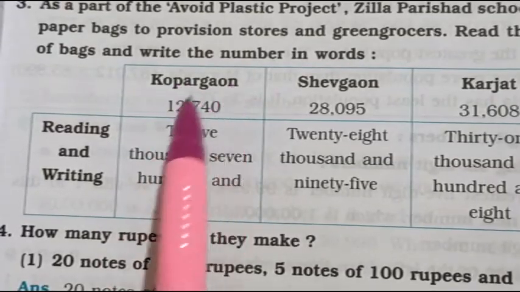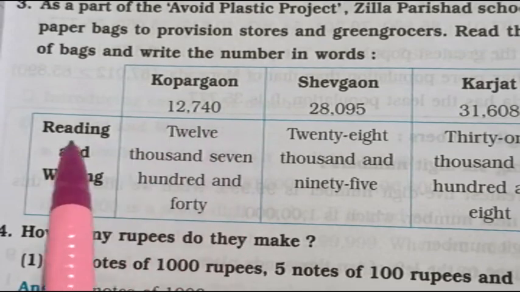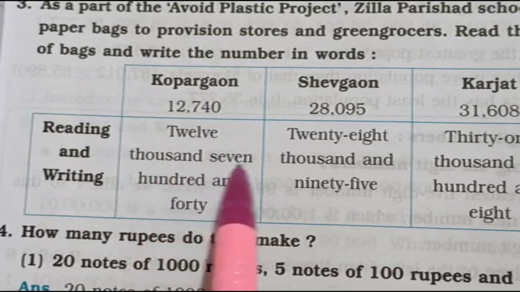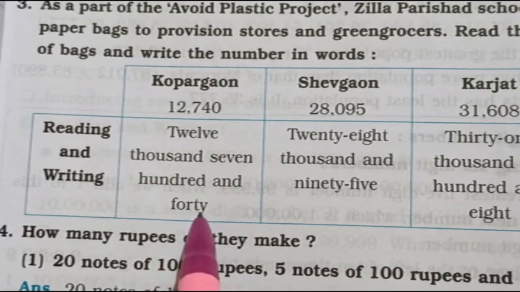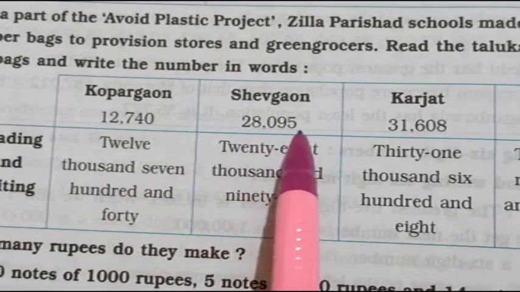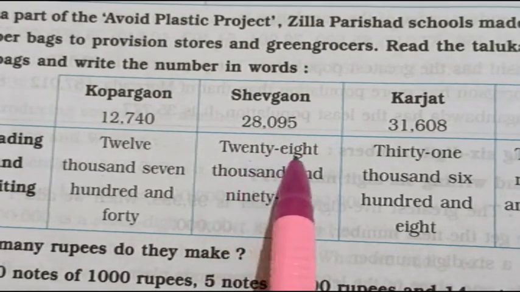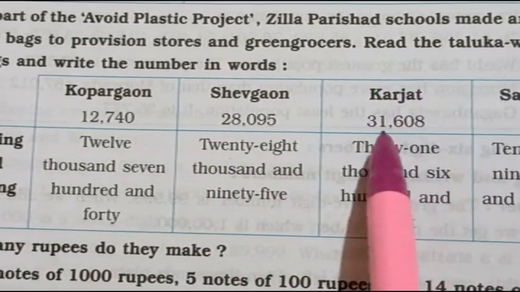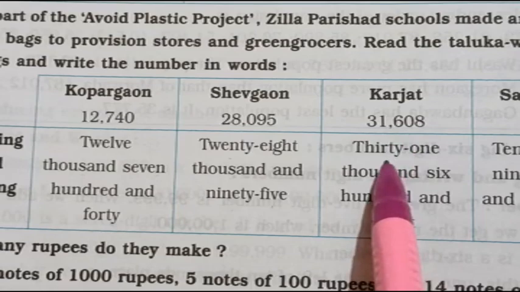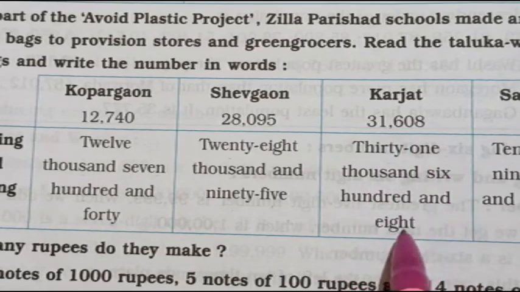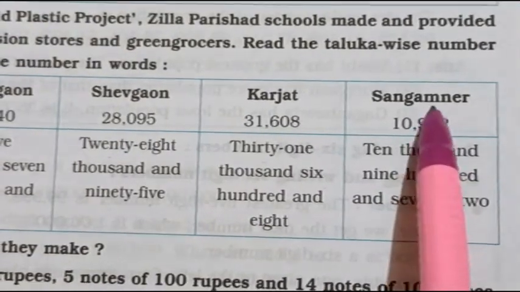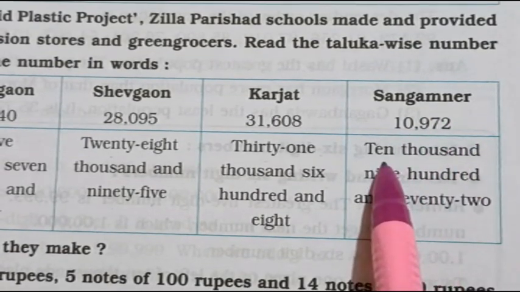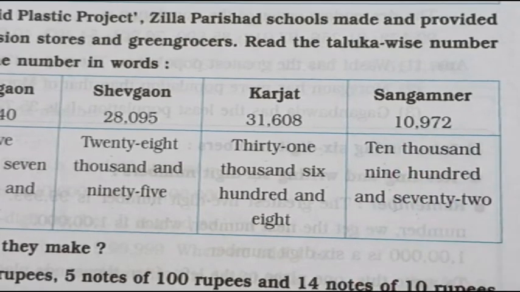This is Kopargaon. They have given 12,740. So you have to read and write. So that is, you have to write in words, that is 12,740. Okay, next is Shevgaon, that is 28,095. So you have to write them in words. Okay, next is Karzat. Karzat is 31,608. So you have to write 31,608 in words. And then next is Sangamner, that is 10,972. So you have to write 10,972 like this in words.